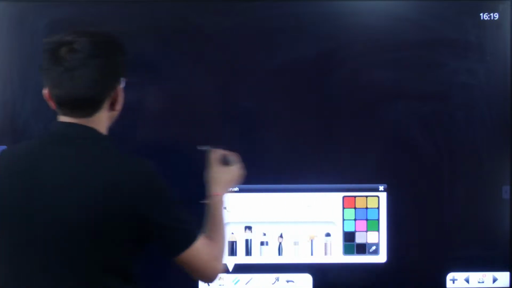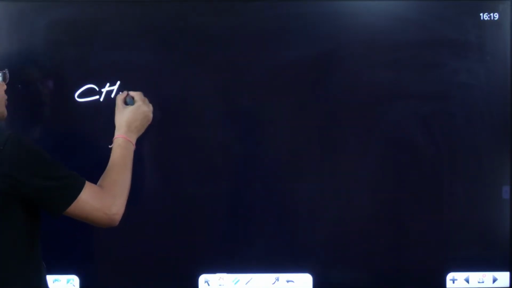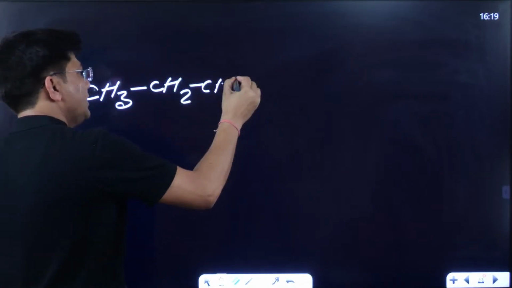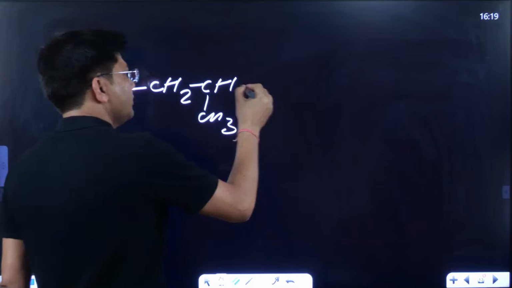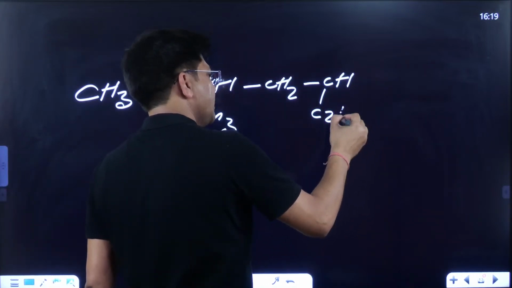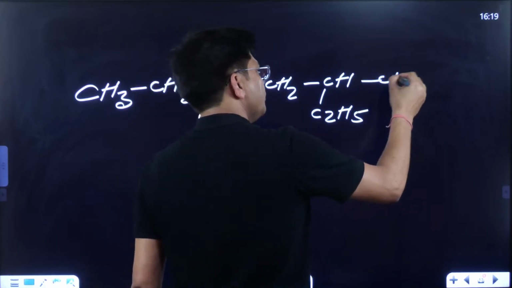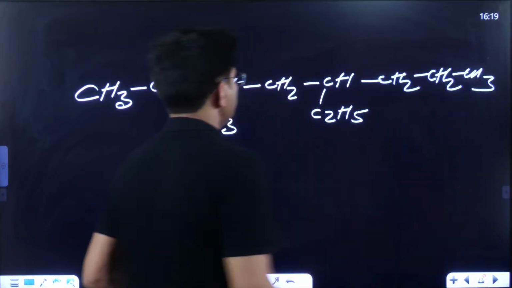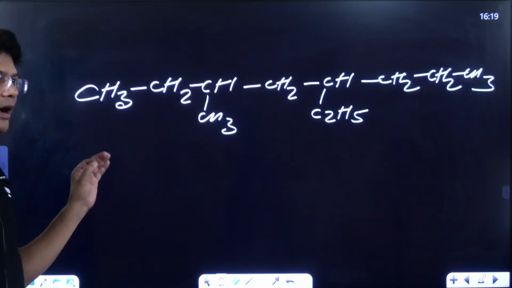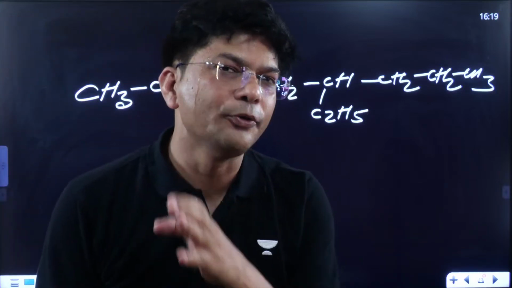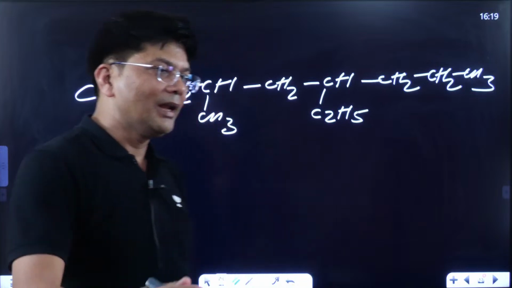Now see, kids, if the question is like this, see everyone: CH3, CH2, CH3, CH2, C2H5, CH2, CH2, CH3. So could you please let me know what is the IUPAC name of this compound? Kids, try to find out what is the IUPAC name of this compound. Let me check it out.